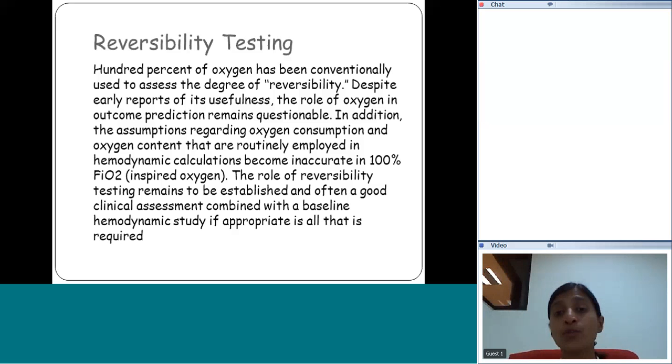Okay, so although perhaps there is some additional information that you gain from reversibility testing, I'm not sure that its value has been totally proven yet. Okay.